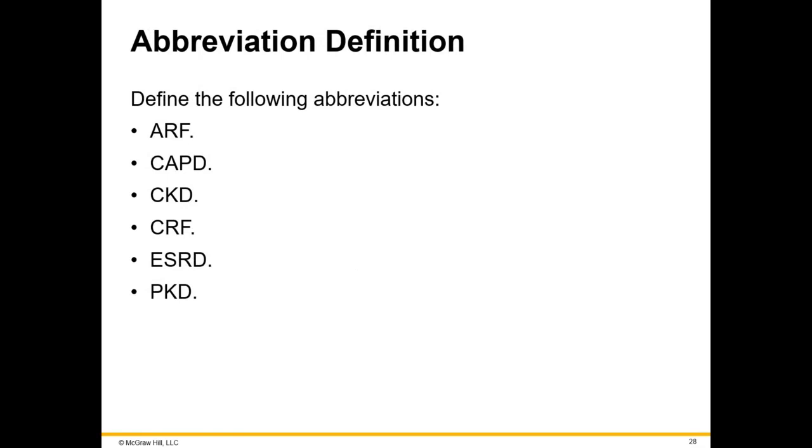Define the following abbreviations. Remember I told you you can use your book for this. We're going to look on page 167 if you have your book. What do you think ARF means? Acute renal failure. Beautiful. All right. What do we have next? CAPD.